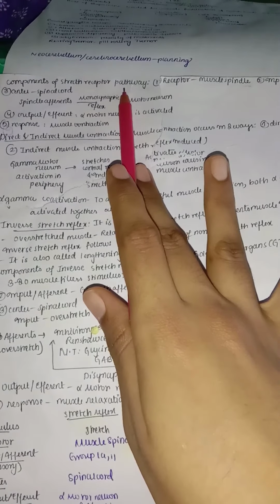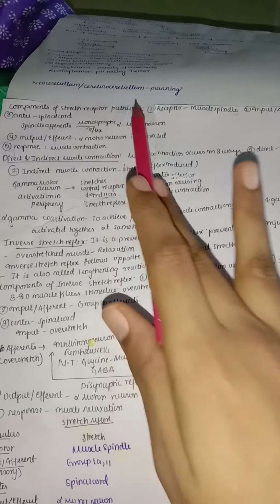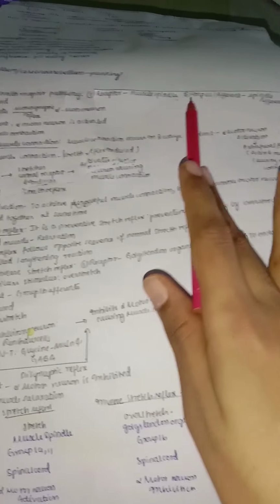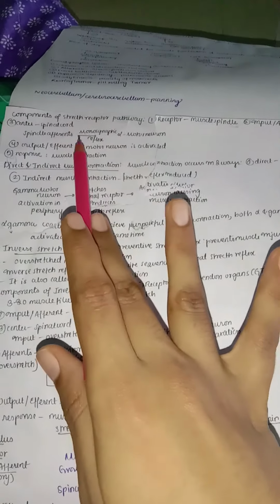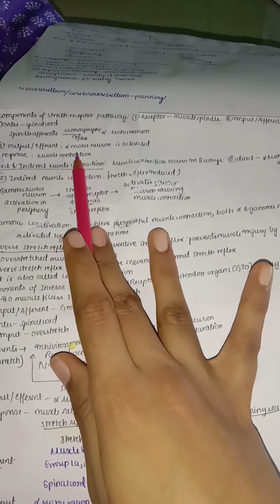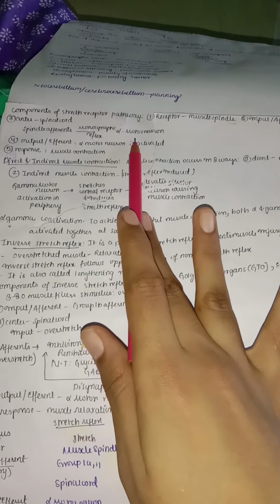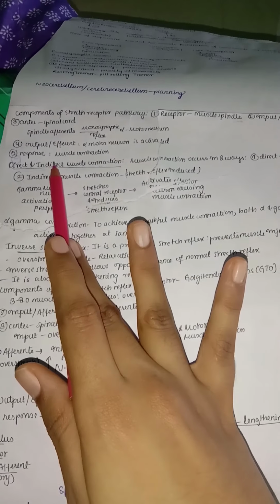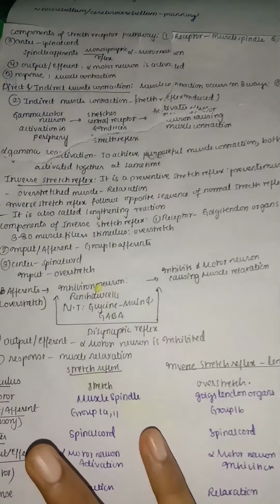So whatever we are talking about are the components of the stretch receptor pathway. Stretch receptor pathway means whenever there is a stretch in a skeletal muscle, how there is a muscle contraction. First there is a receptor which is a muscle spindle, right, and there we have an input or afferent which is the spindle afferents, right. Those spindle afferents undergo the monosynaptic pathway and give the information to the alpha motor neuron, which is an efferent. So that alpha motor neuron will be activated and finally the response is coming, that is a muscle contraction. So next let us see the direct and indirect muscle contraction.